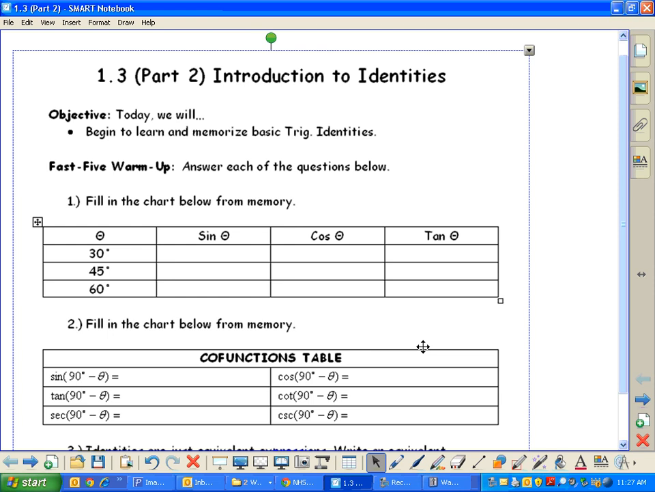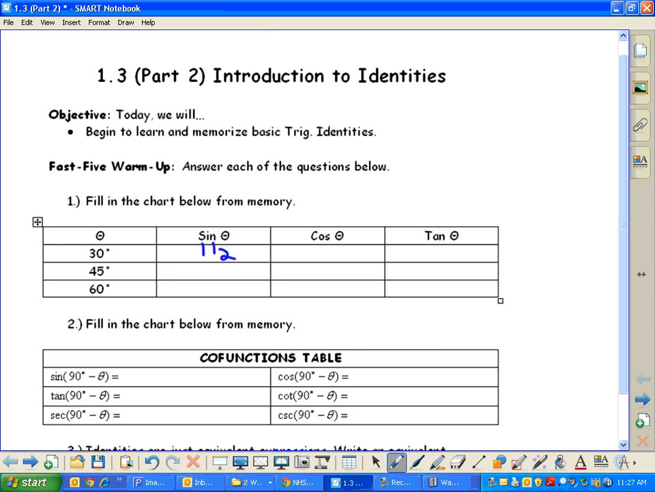One. I need the row for 30 degrees, sine, cosine, and tangent value. Madison, will you get us started, please? Good. All right, Troy, can you do 45 for me?